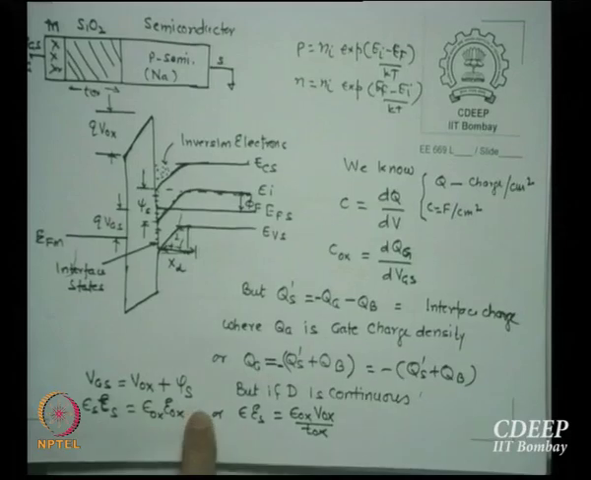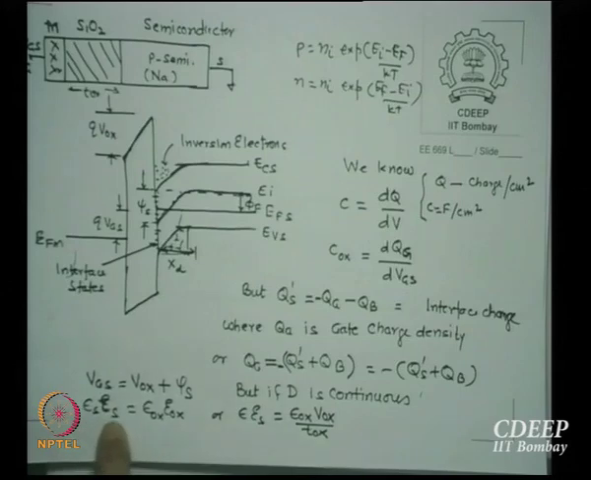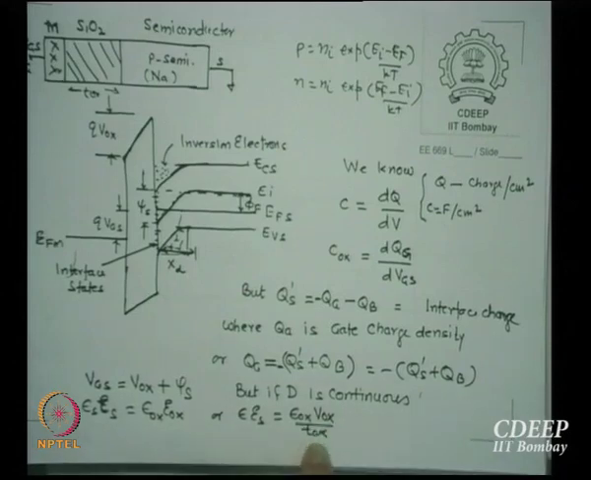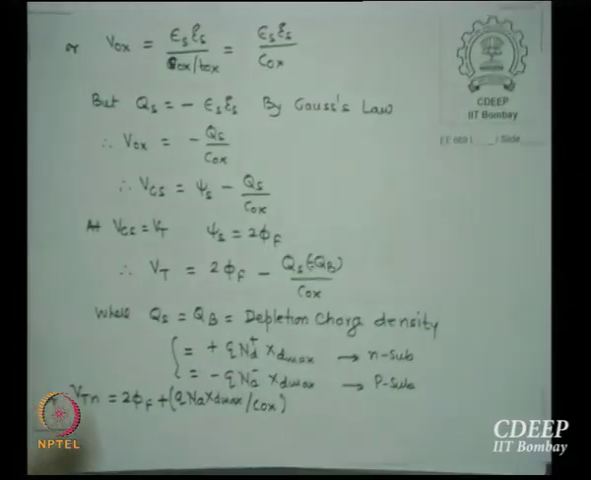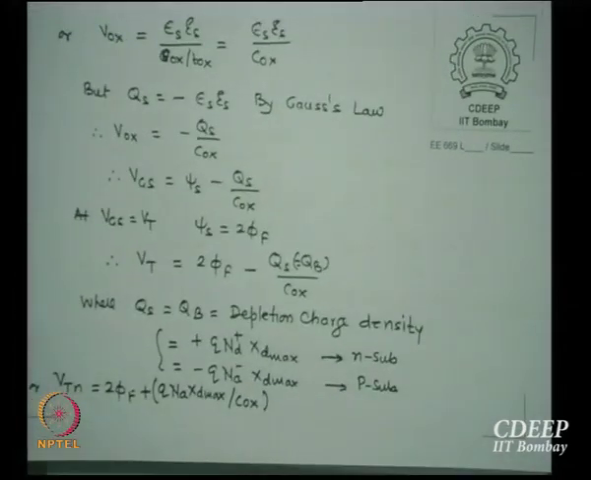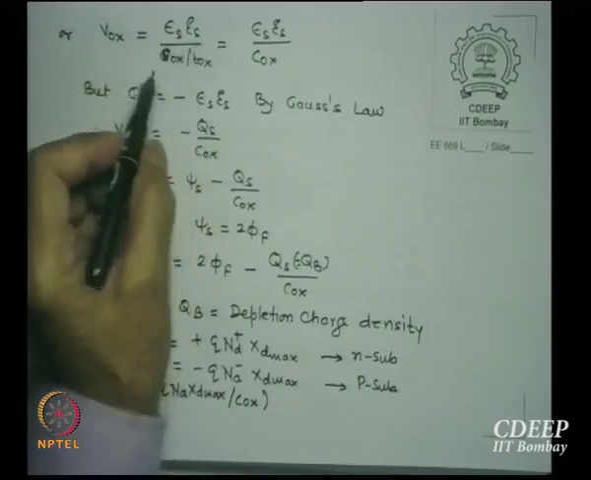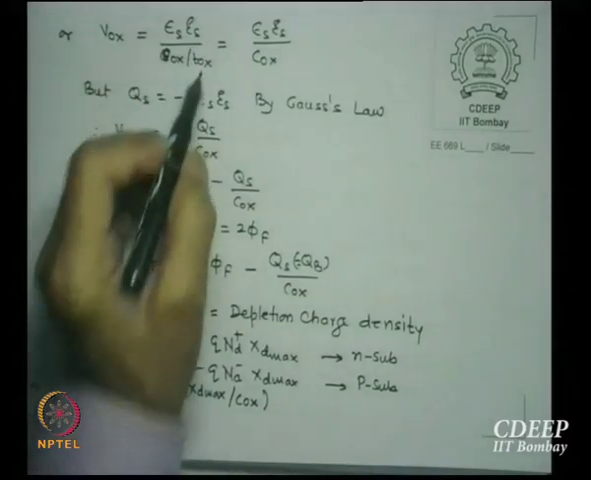VGS is VOX plus psi S. Then use D continuity: epsilon S ES is equal to epsilon OX EOX. I write EOX as VOX by TOX. So I get epsilon S, the permittivity of semiconductor, into the electric field in semiconductor, is the permittivity of oxide divided by oxide thickness, into the voltage across oxide. Now from this equation I write oxide voltage is epsilon S ES upon epsilon OX by TOX.